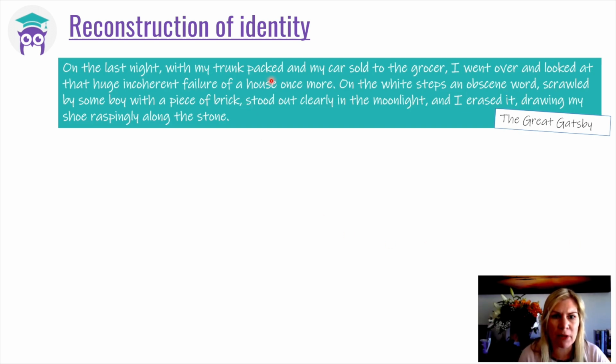"On the last night, with my trunk packed and my car sold to the grocer, I went over and looked at that huge incoherent failure of a house once more. On the white steps, an obscene word, scrawled by some boy with a piece of brick, stood out clearly in the moonlight, and I erased it, drawing my shoe raspingly along the stone." So obviously this is so metaphorical, this is so symbolic.